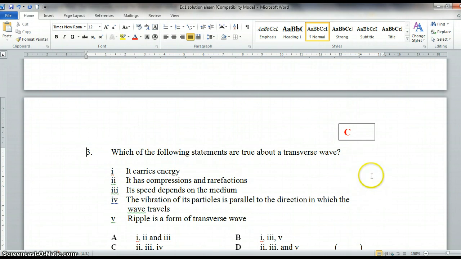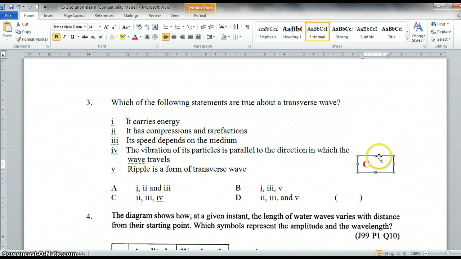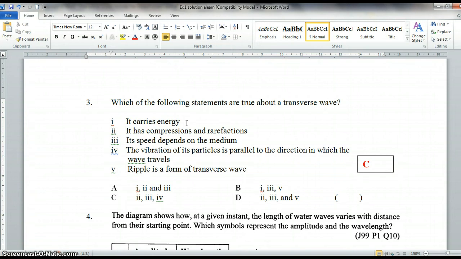The answer is B, but let's see why. Which of the following are true about transverse wave? 1. It carries energy. Definitely true. This is true for all waves. Waves are a phenomenon that transfers energy. So this is definitely true.